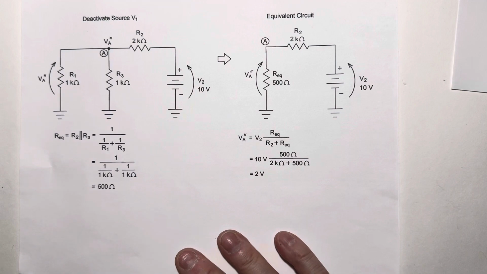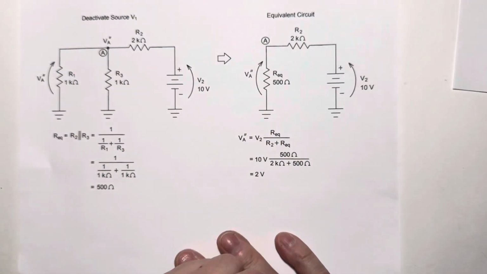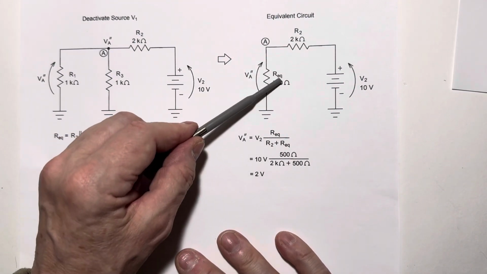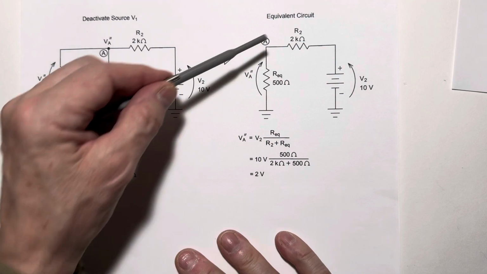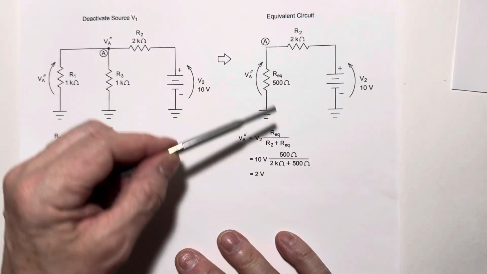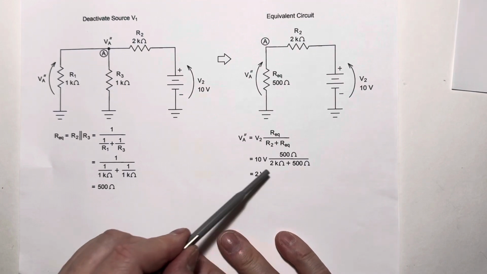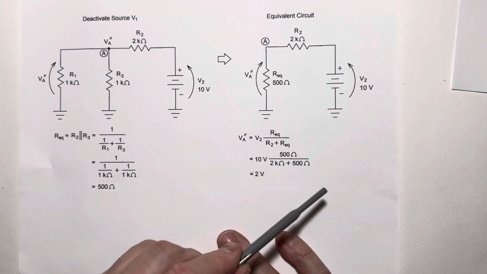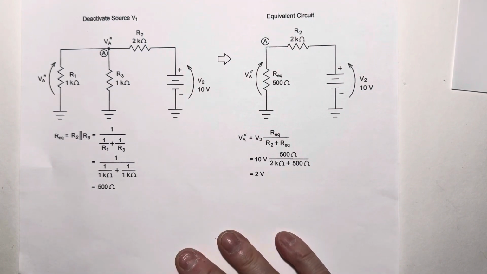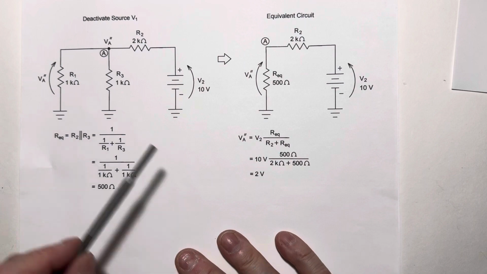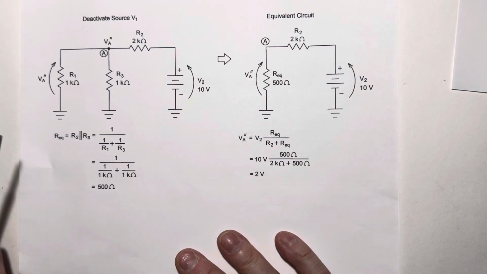Redrawing the circuit for clarity, here's what we've got. This is a voltage divider driven by 10 volts. We're interested in the drop on this resistor, so we put that one in the numerator. The sum of the resistors around the loop in the denominator times the applied voltage gives us 10 times 500 over 2,500 is, again, 2 volts. So source V2 acting alone would give us 2 volts at node A. We'll call that V prime prime A.